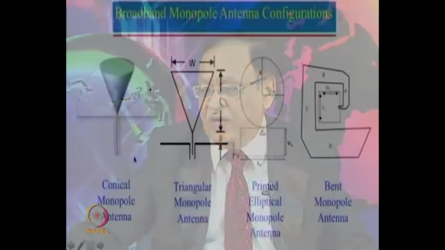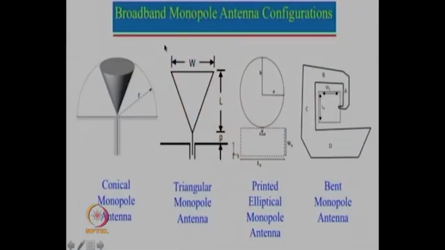So, now let us see different cases of the monopole antenna, and how we can increase its bandwidth. Here we are taking an example of a conical monopole antenna, which is nothing but half of the biconical dipole antenna. It is fed with a coaxial feed here. This is the thinner version of that. Instead of using the full cone, we have only used the triangular part. So, this is known as a triangular monopole antenna.